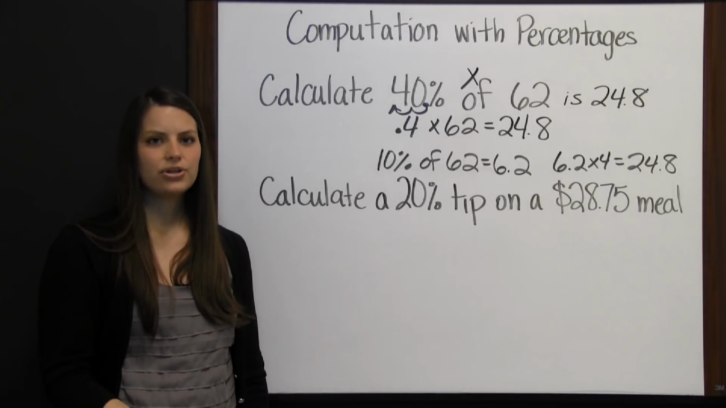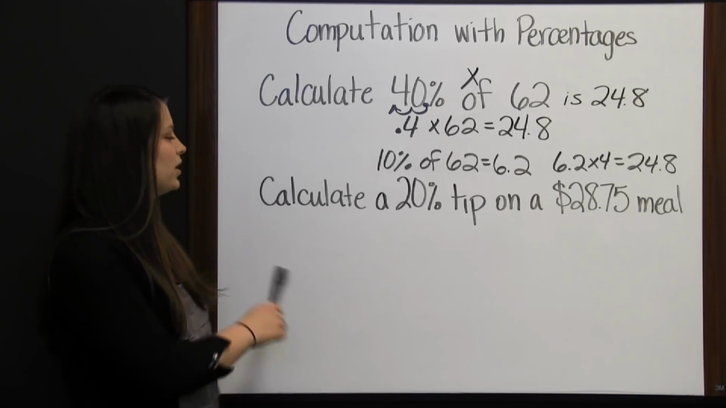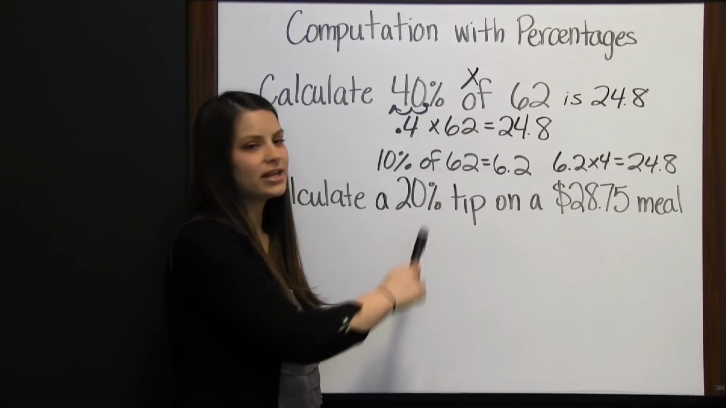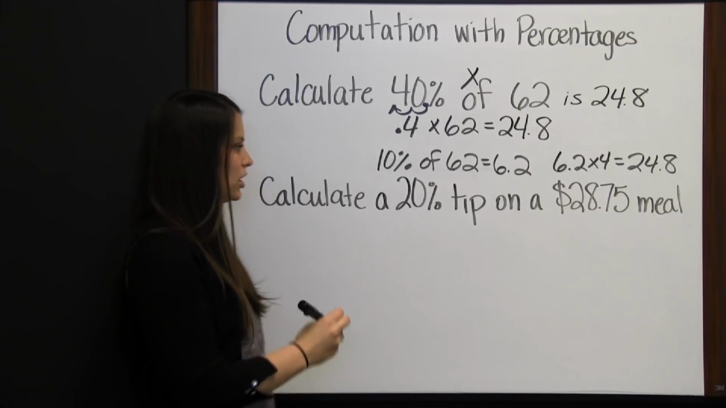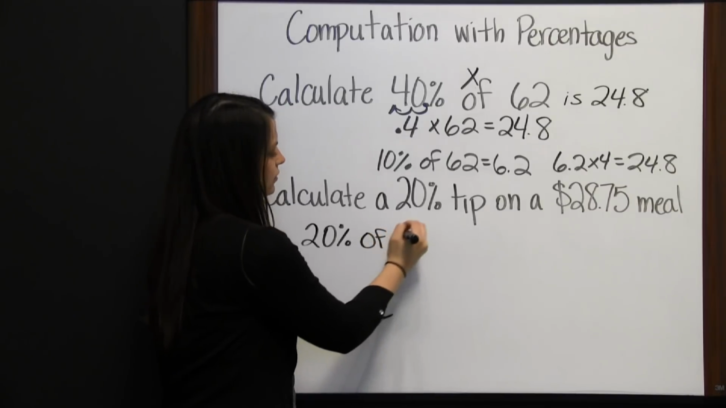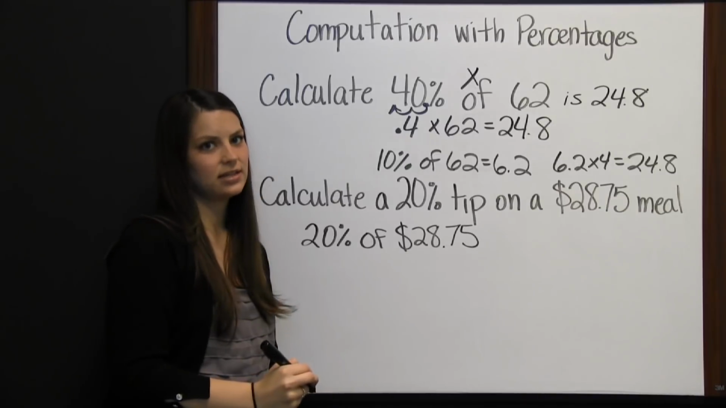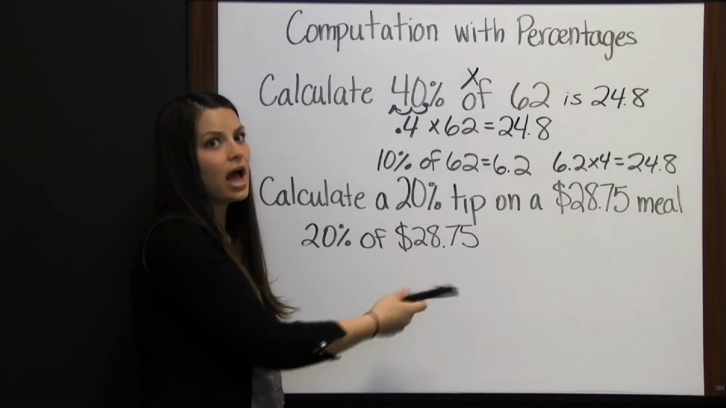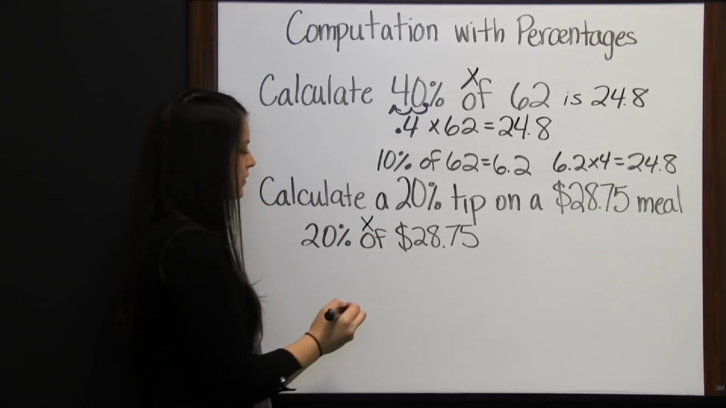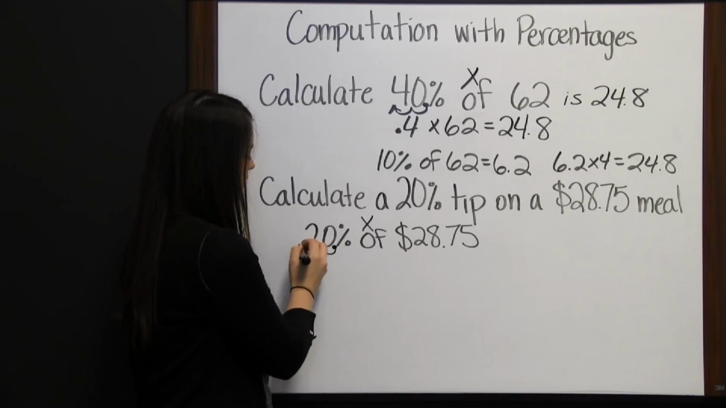Oftentimes, percentages are used to calculate the tip when you go out to eat at a restaurant. So here we're going to calculate a 20% tip on a $28.75 meal. So we want to know what is 20% of $28.75, since that's how much we need to leave them. 20% of how much our total bill was. So again, of is multiplication, and we want to convert our percent to a decimal. So move it 2 places to the left.